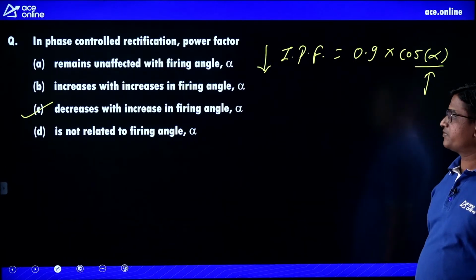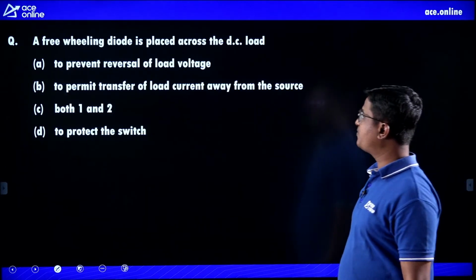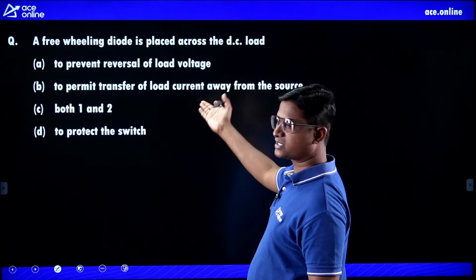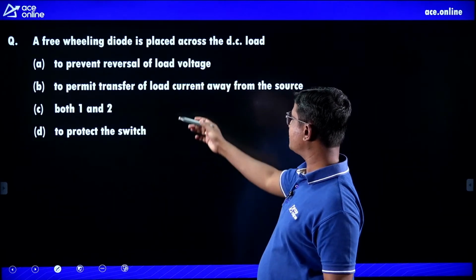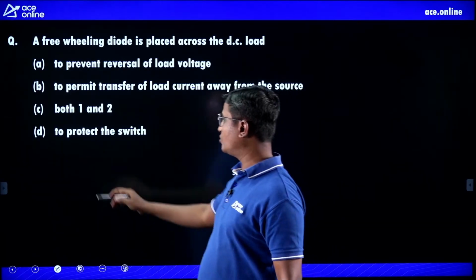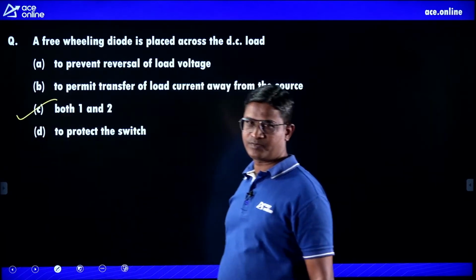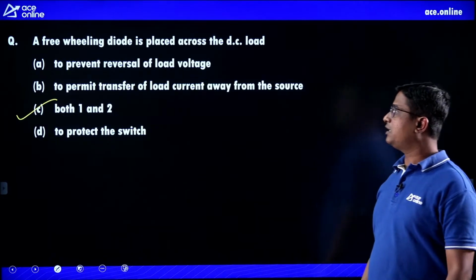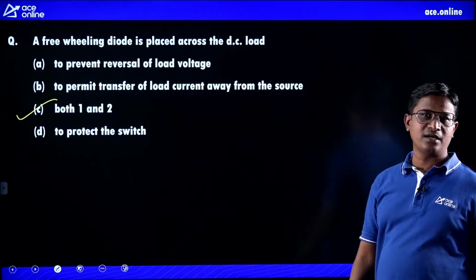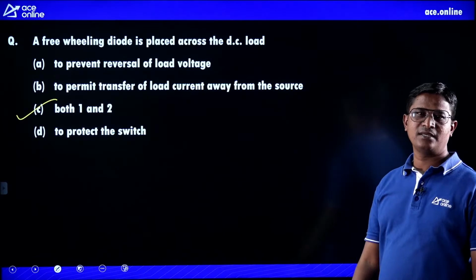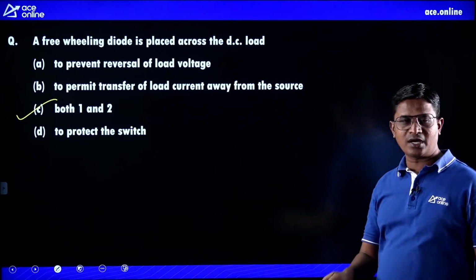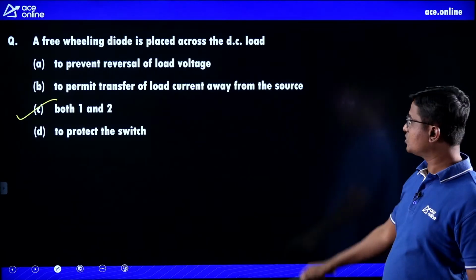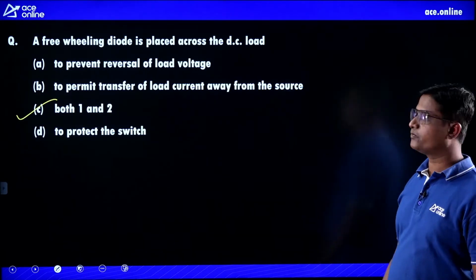Okay, right. A freewheeling diode is placed across the DC load. Yes, we discussed now, to prevent the reversal of load voltage, to permit transfer of load current away from the source, both 1 and 2. Yes, it will prevent the negative pulse in output voltage, and also after pi till beta you can check your output current, load current will flow through the diode, na? So second one is also true, 1 and 2.